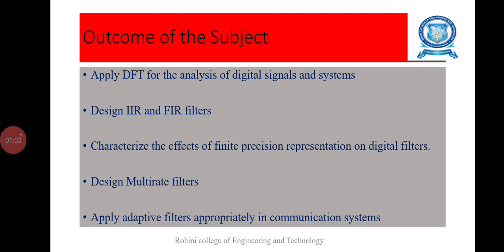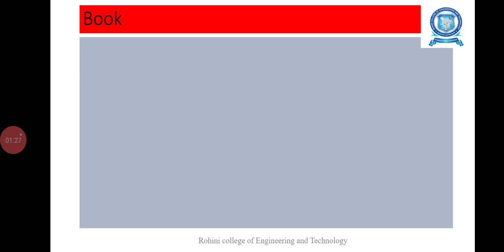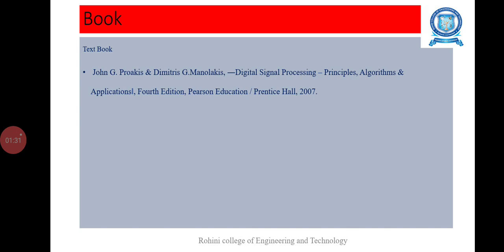Now we can see the outcome of the subject. After studying this, students can apply the DFT for the analysis of digital signals and systems, and they can also design the IIR and FIR filters. They can characterize the effects of finite precision representation in digital filters, design the multi-rate filters and apply adaptive filters appropriately in communication systems. This is the syllabus, the first unit, and these are the textbooks and the reference books.